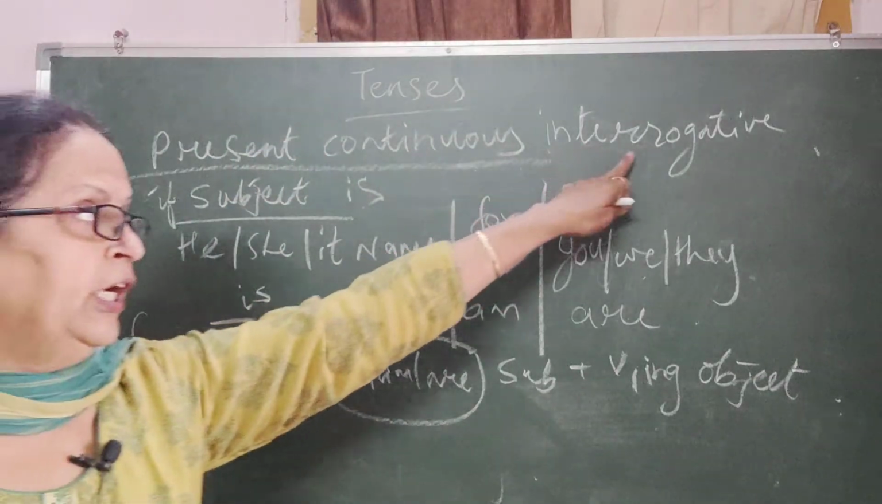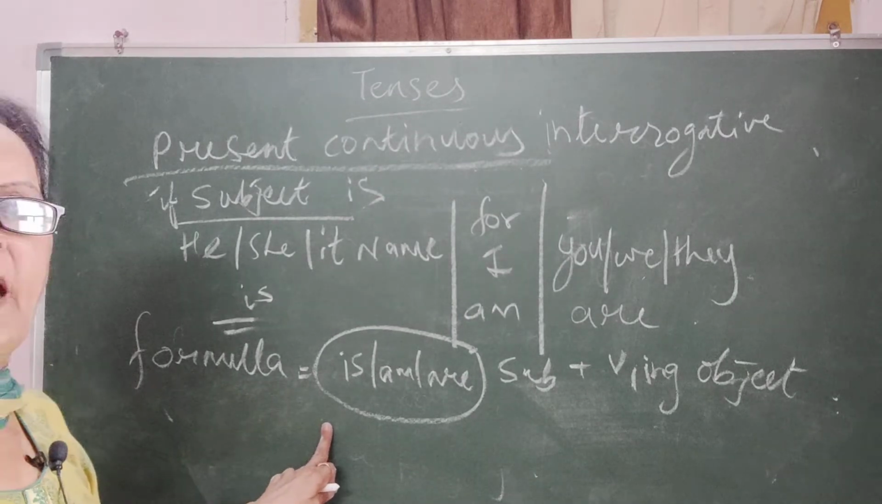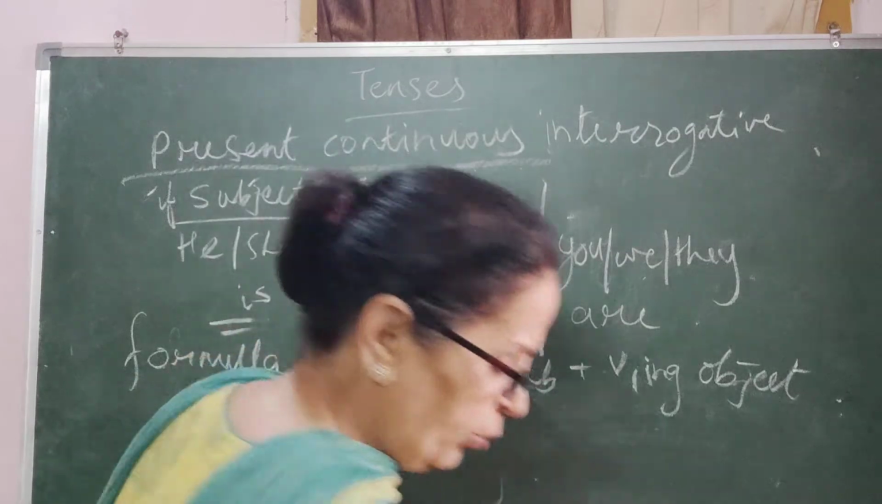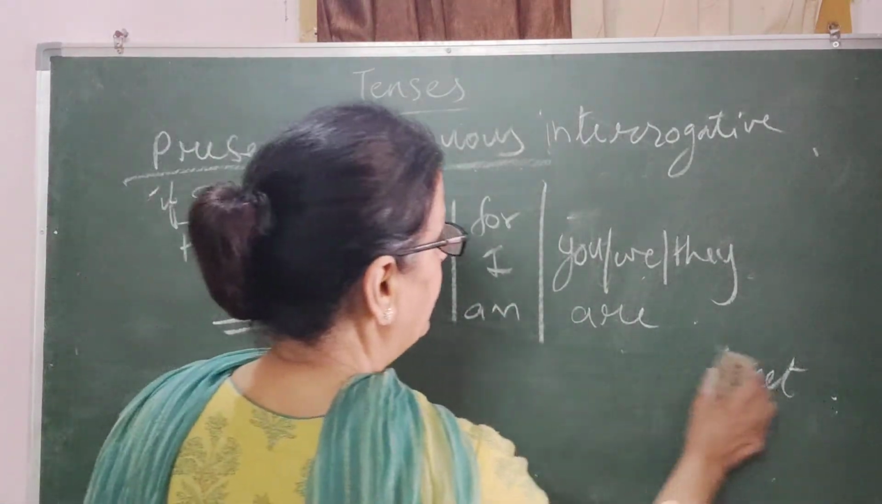So for the interrogative, your verb will come first. Am I playing? Is he playing? Are you playing? Very good. So we are going to note down this formula when I'll show you the sheet.